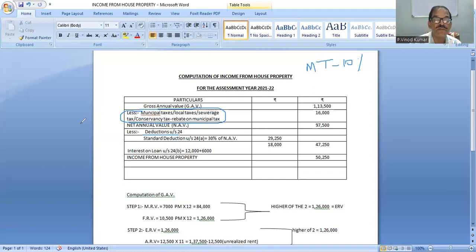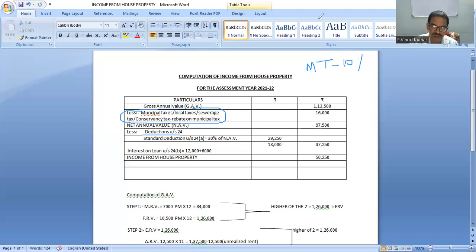So this is how to compute income from house property. Right? Got it? So please remember, if municipal taxes are given in percentage, always calculate on municipal rental value, not on gross annual value. And if municipal taxes are paid by the tenant, ignore it. You can say municipal taxes or local taxes or sewerage taxes or conservancy taxes. Suppose sewerage tax or conservancy tax is given separately, you have to add it to municipal taxes and the percentage you have to calculate on municipal rental value. Or if the amount is given, add these two amounts, you can directly subtract from the gross annual value. Got it? So there are mistakes you're committing every time.